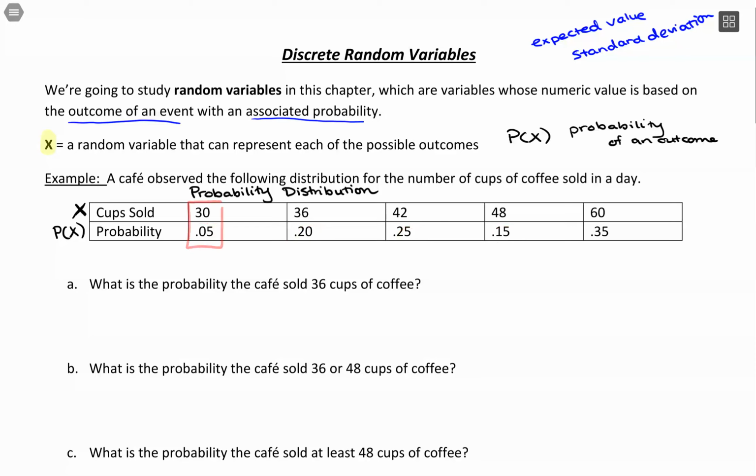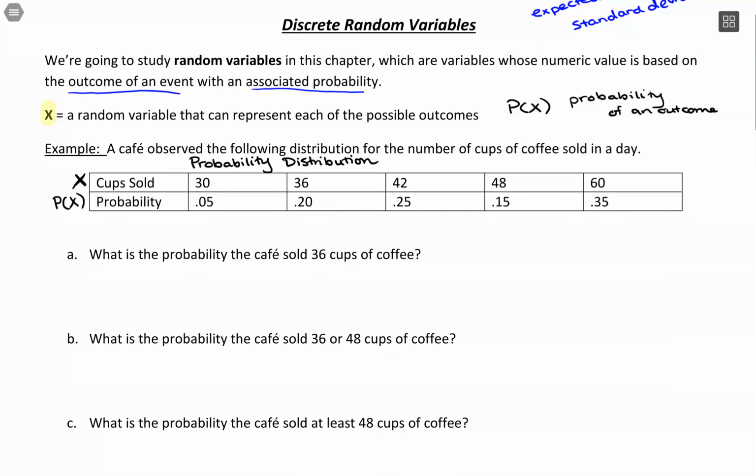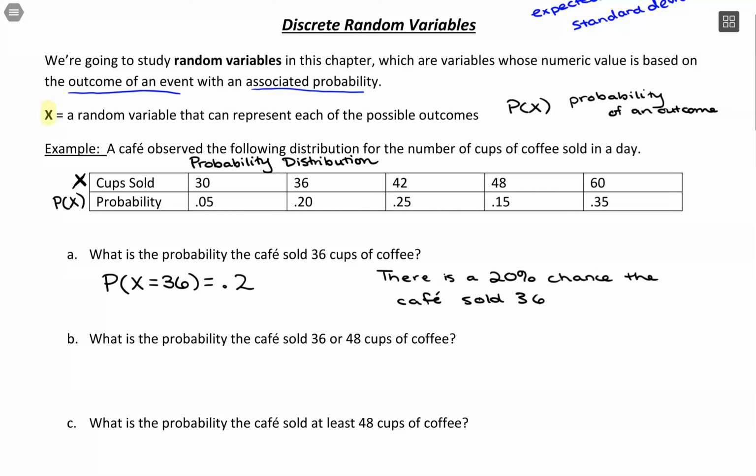So reading these numbers together, what this would represent is that them selling 30 cups in a day has a 5% chance of occurring. Selling 36 cups in a day, 20% chance. 42 cups in a day, 25%. So you can see for each of these outcomes for the cafe, there's a probability associated with it. So if we wanted to answer questions involving probabilities, what's the probability the cafe sold 36 cups of coffee? For notation, what I would write here is the probability that our variable is 36. And just reading from our table, we grab the probability next to it, which was 0.2. So that would mean there is a 20% chance the cafe sold 36 cups of coffee in a day.